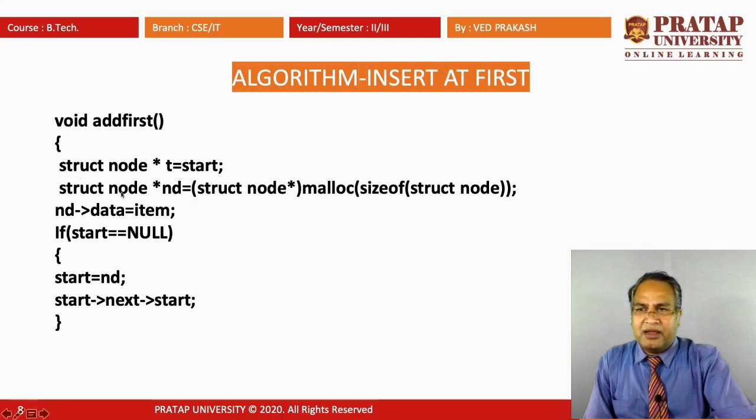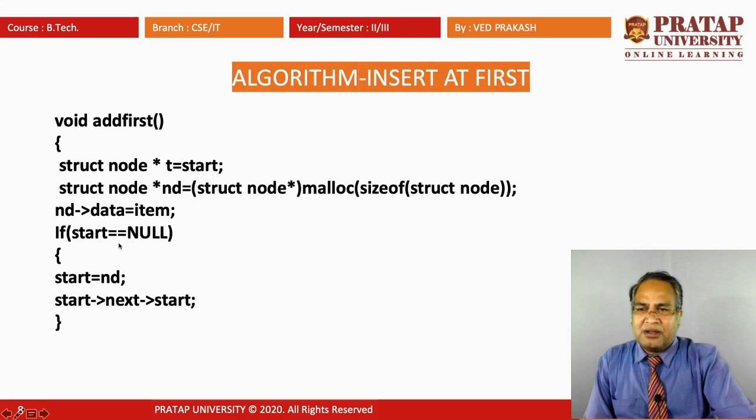After that, we create a new node using the pointer nd, and using this statement we create a new node. When we create this new node, we put the item in the data portion or information portion of the node, and after that we try to add the new node at the start of the circular linked list. First, we have to check whether the circular linked list in which we want to insert the new node is empty or not. For this, we use the statement mentioned here.